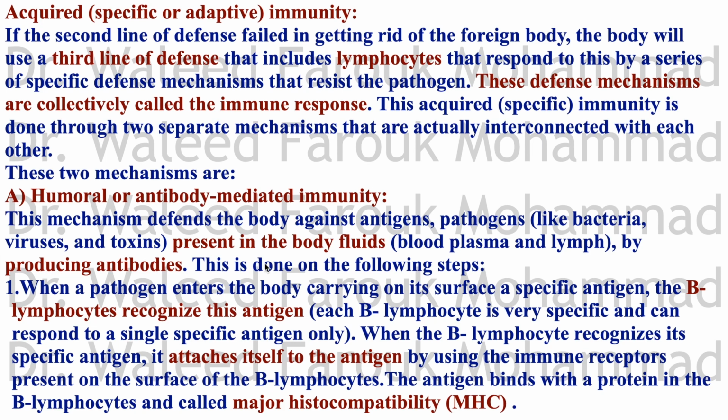It binds the antigen, and the antigen inside the B lymphocyte binds a protein called the major histocompatibility protein. So first step, the B lymphocyte recognizes the antigen on the surface of the pathogen, and then takes it and binds it with a protein called the major histocompatibility protein.